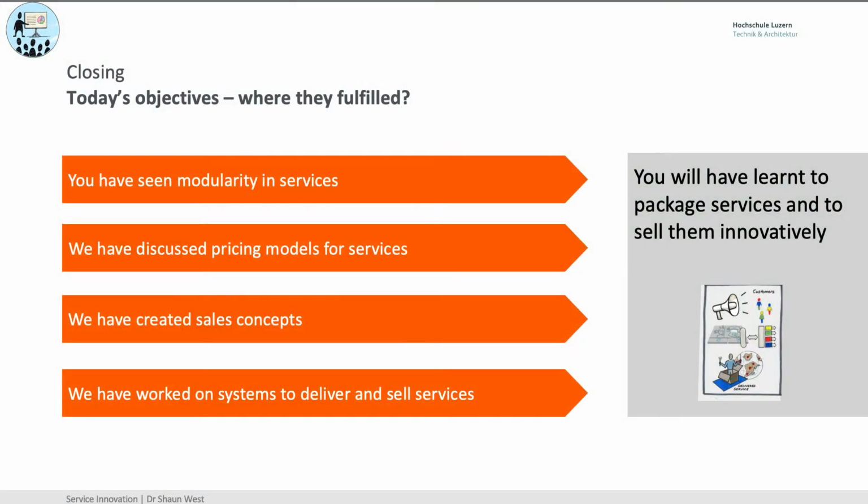Okay, selling services. Thanks very much. You've seen modularity, you've discussed some pricing in services, and you've seen it's one of the hardest things you can do, most often getting it wrong. You've created some sales concepts, which is cool, and you've worked on a system to deliver and sell services. So now you've learned how to package and sell and price the services and sell them innovatively. Thanks very much.